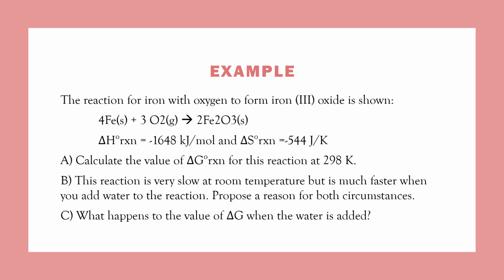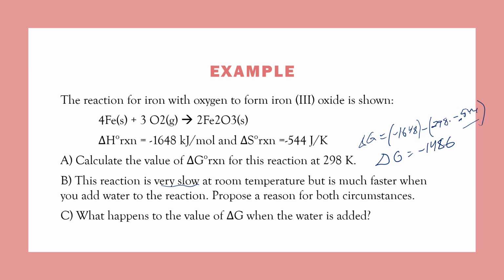Okay, here's another example with iron and oxygen reacting to form iron(III) oxide. So they give us delta H is negative, it's exothermic, delta S is negative, it is decreasing the amount of disorder. If you calculate delta G, you would do delta H, which is negative 1648, minus the temperature, which is 298, times negative 0.544. Make sure you change that to kilojoules. You get that the delta G is negative 1486, so it is thermodynamically favorable at that temperature, but it proceeds very slowly because it has a high activation energy.